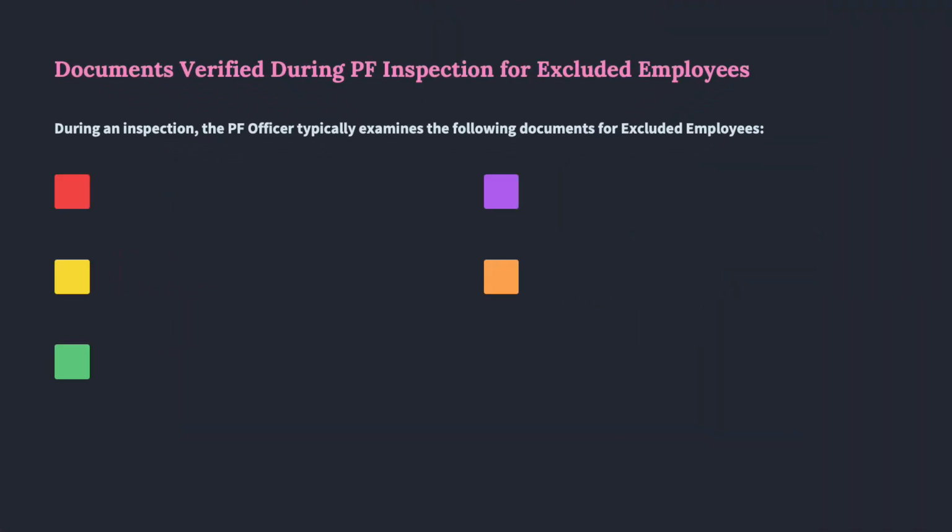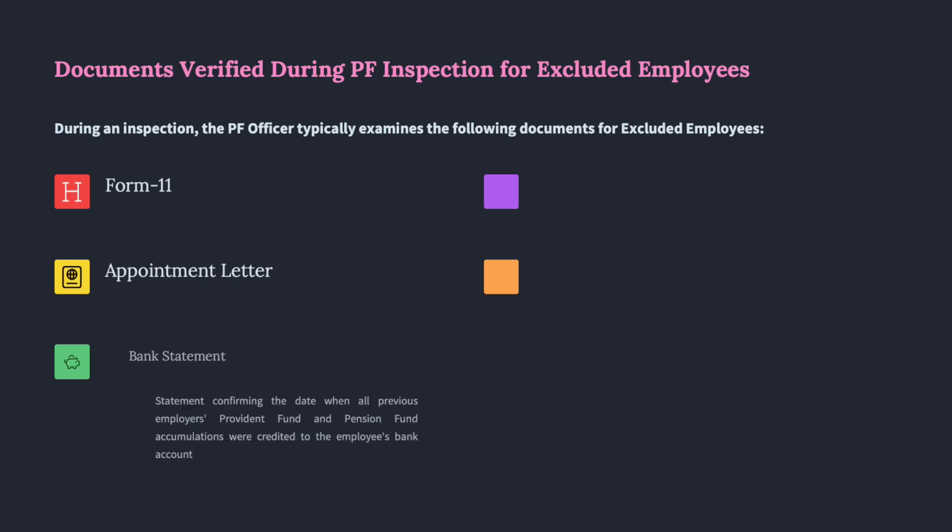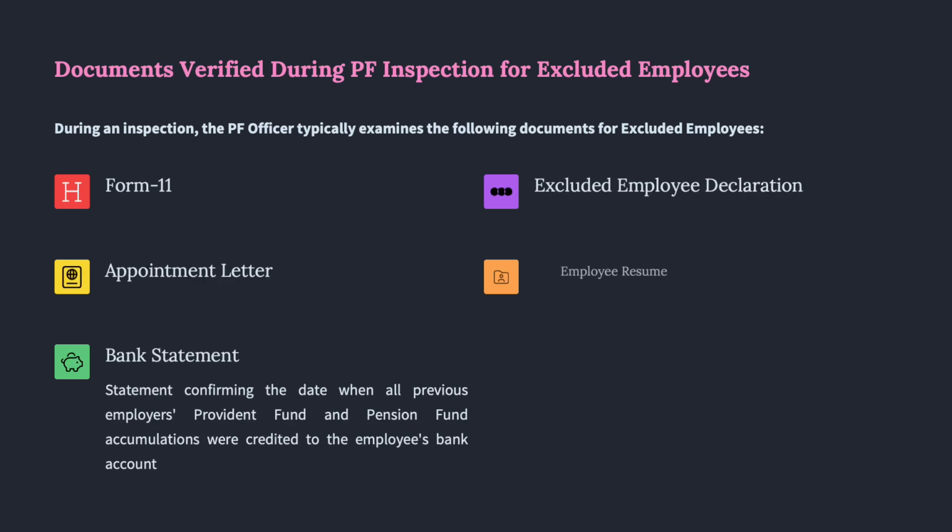Documents verified during PF inspection for excluded employees. During an inspection, the PF officer typically examines the following documents for excluded employees: Form 11, appointment letter, bank statement, statement confirming the date when all previous employer's provident fund and pension fund accumulations were credited to the employee's bank account, excluded employee declaration, employee resume, and previous pay slip from the previous employer.